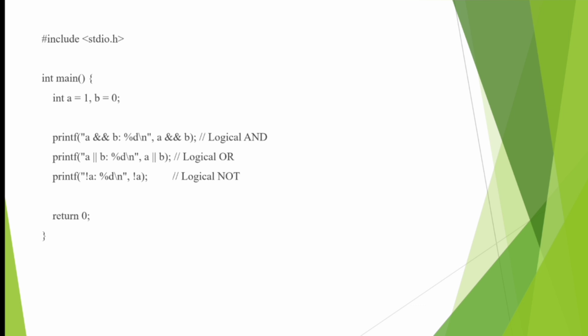The work of or is, if any one value is true, then it will return true. So here we check 1 or 0. One value is true, so it will return true. And then next here we are checking not a. So not 1, it will return logical not. Here we are using logical not 1.